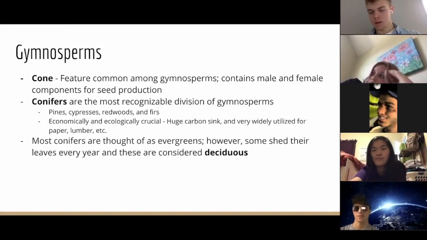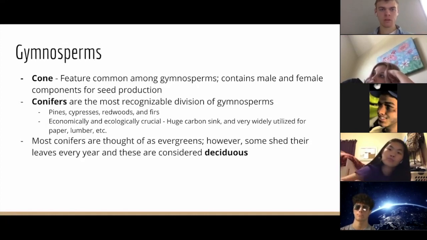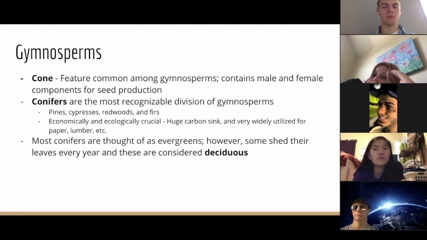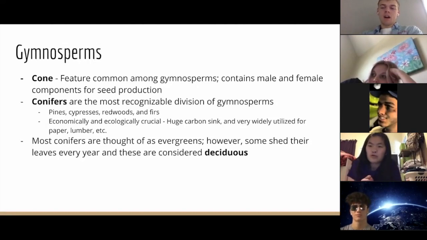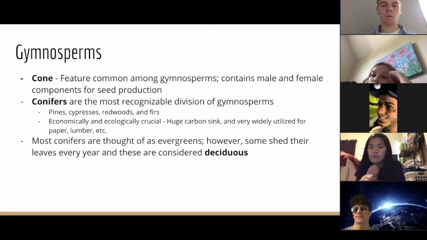It's still recording. That's good too. So the cone, that's one feature of the gymnosperm, contains the male and female components for seed production. So on a gymnosperm, when it's time to produce the seed, both the male and female parts are present on the plant, and they're ready to reproduce. They produce the seed right there, and that seed is blown away by the wind.